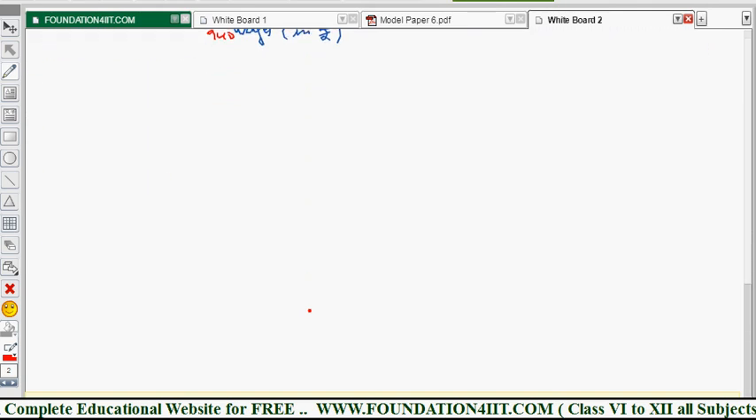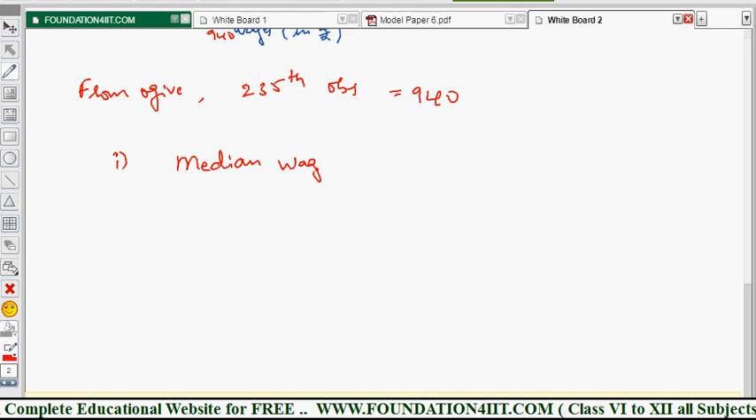And we can write the information. Similarly, they asked one more question. Okay, first let me write this. From the OG, the 235th observation is used to find the median. That is 940. So therefore, the median from the graph, the median wages, is rupees 940.